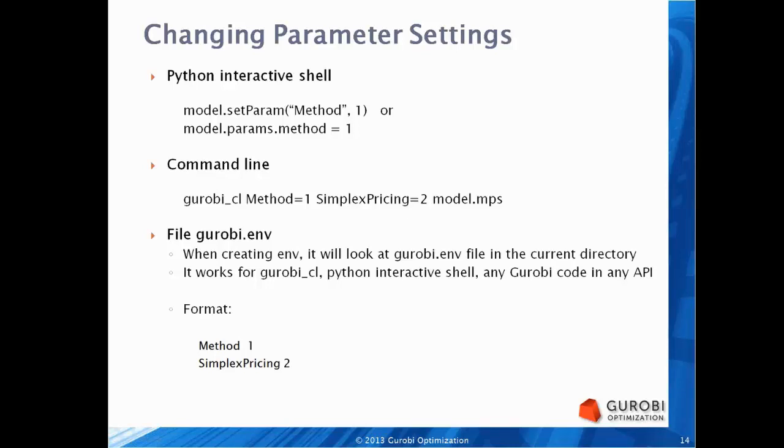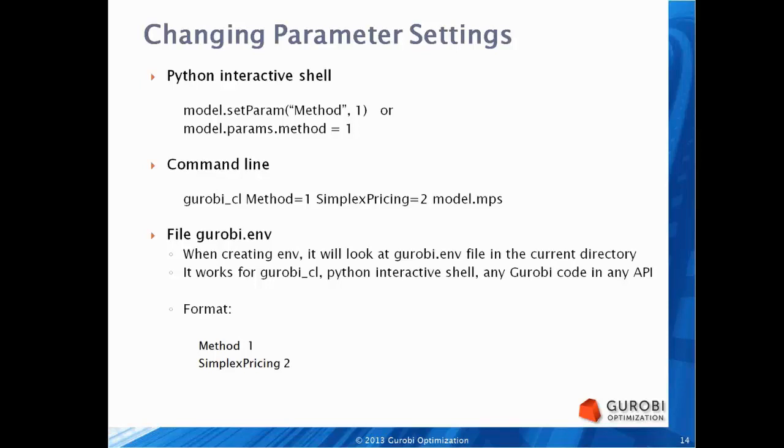And we also provide you a convenient way to change the setting. It's using the file gurobi.env. For example, you call Gurobi and compile your code, whether it's C, C++, Java, .NET, or you use a Gurobi command line or Python interactive shell. And if you start it, when the code creates the global environment, it will look at the file called gurobi.env. If there is one, then it will look at them line by line, and change the parameter.